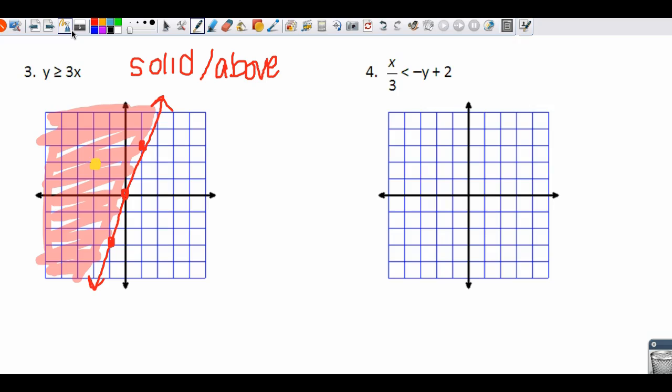So if you picked 2, 0, I get 0 is greater than or equal to 6. That's false. Well, I want it to be false because my test point is not where I shaded. So once again, I am happy with that solution.